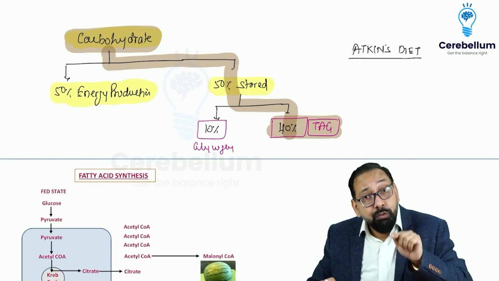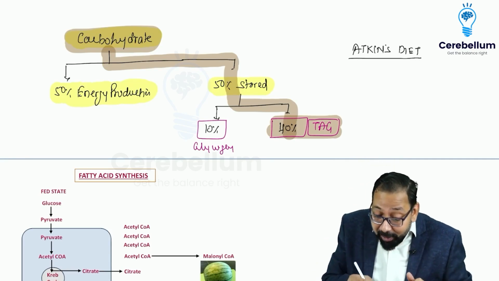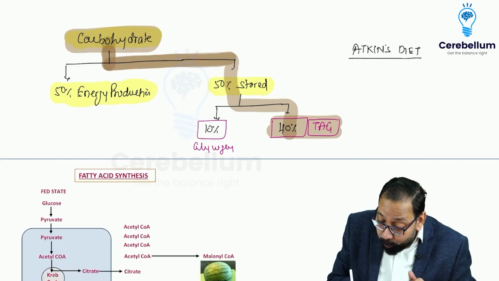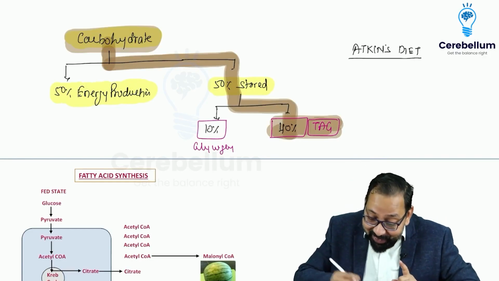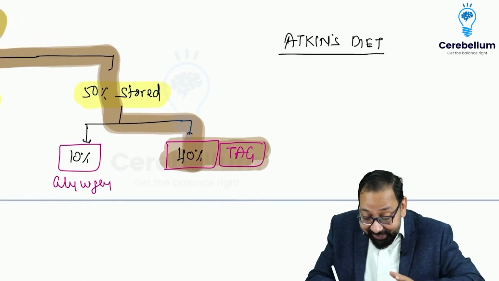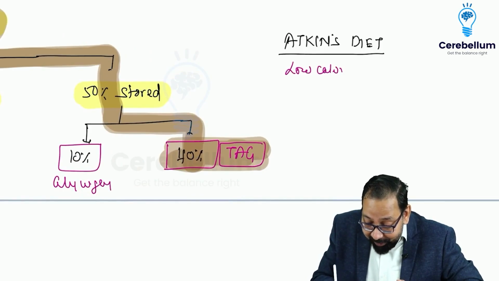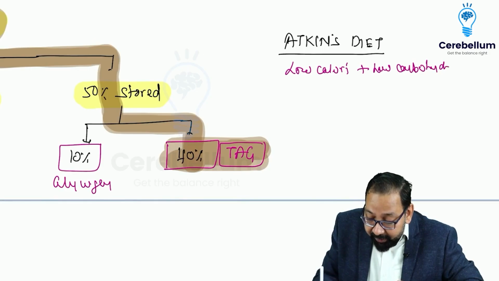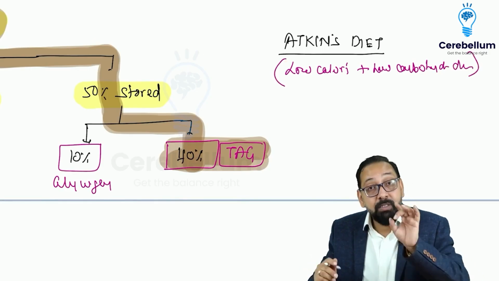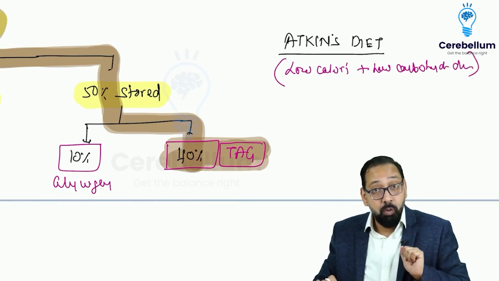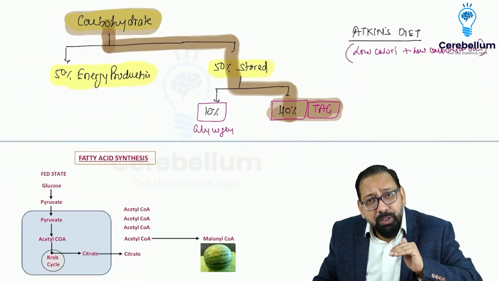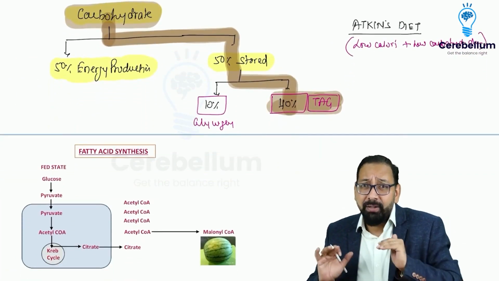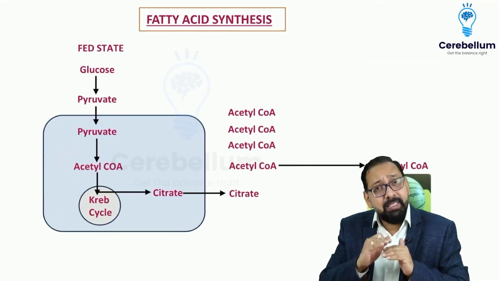Why? Because if you take less carbohydrate, extra carbohydrate will not be converted to fat. So if you want to decrease weight, decrease carbohydrate in your diet. That is the Atkins diet, a low calorie plus low carbohydrate diet. Total calories must be low and carbohydrate must be low. Now we understand why I discussed carbohydrate here, because extra carbohydrate is converted to fat. How does it occur? Fatty acid synthesis.